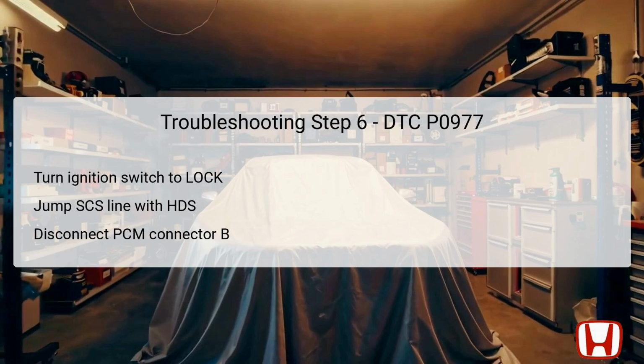Next, disconnect the PCM connector B, which is identified by the 49P designation. This connector contains multiple terminals that connect the PCM to various components within the vehicle, including the Shift Solenoid Valve B. This step is critical for measuring electrical resistance and determining the integrity of the circuit.